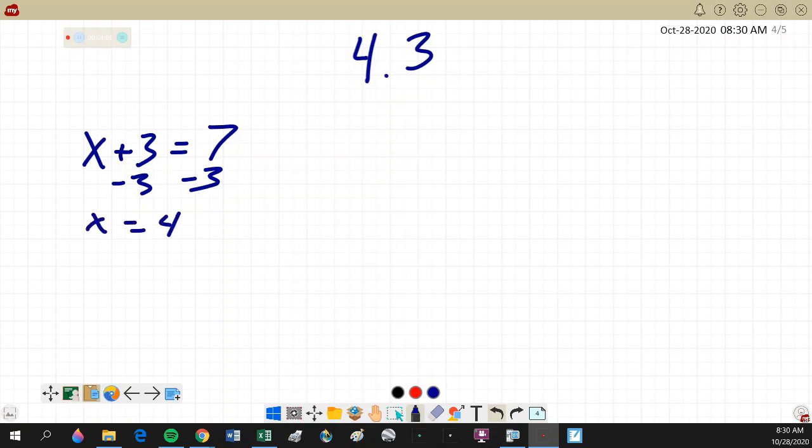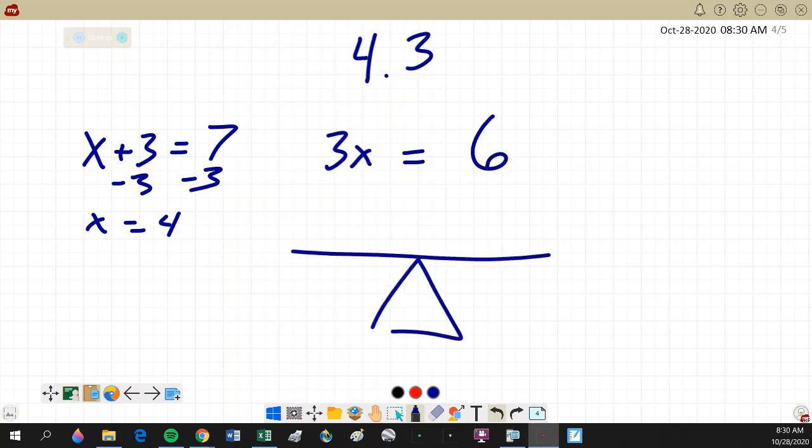Okay? Well, what if I had 3x equals, we'll say 6. What does that look like? Well, we have 3 x's, and then we have 6 rocks. So what should I do? You guys are working ahead. Don't work ahead. You'll want to pay attention to this.